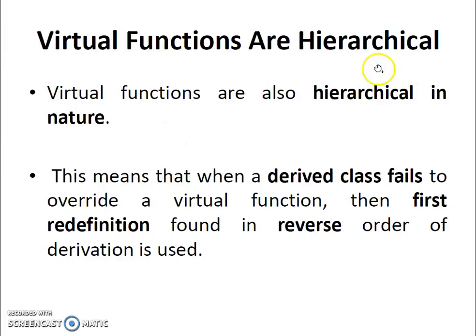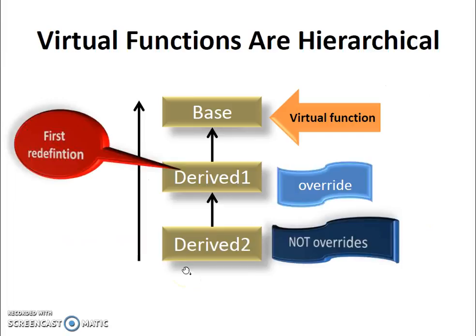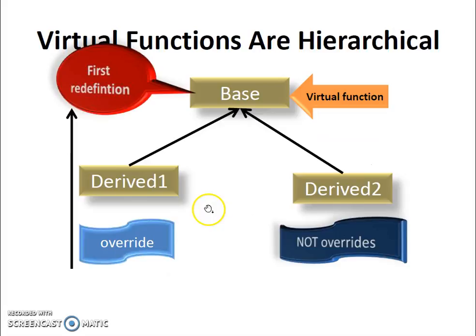Virtual functions are hierarchical in nature. This means that when a derived class fails to override a virtual function, then the first redefinition found in the reverse order of derivation is used. Here we have the base class, Derived 1 and Derived 2. The first redefinition is done in Derived 1, where it is overridden, whereas in Derived 2 it is not overridden.